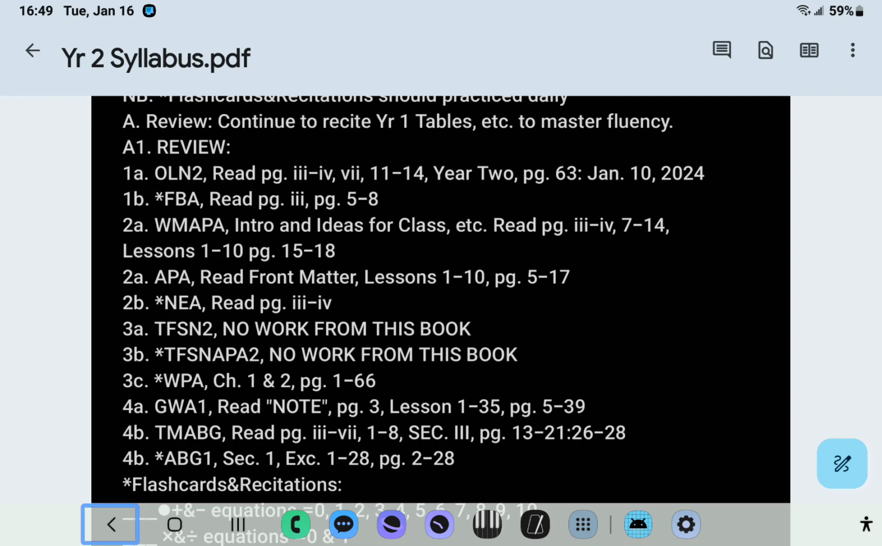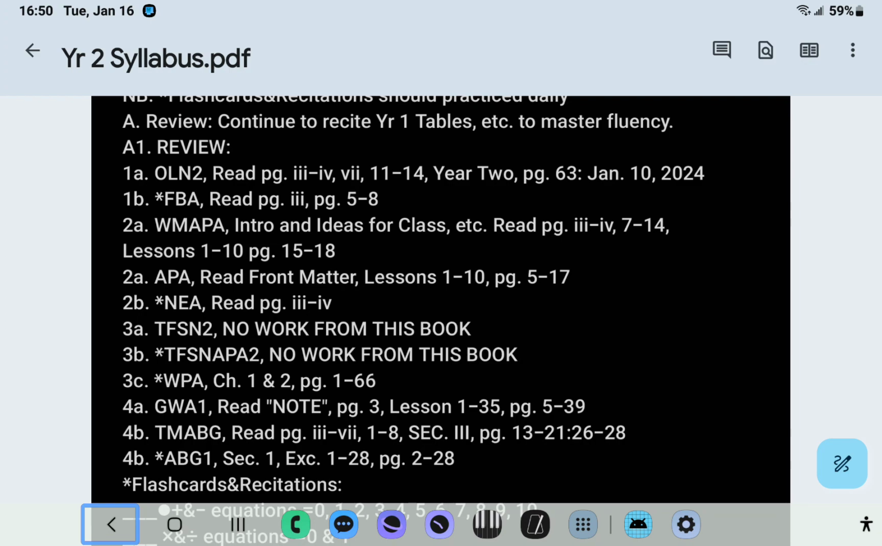I might read the front matter too while I'm looking at it. It says that there's front matter. I don't know why there's no page numbers there, but yeah, I'm going to do those because I don't have any written homework. The NEA for homework, basically that's just the table of contents, so I'm not going to bore you guys with that.